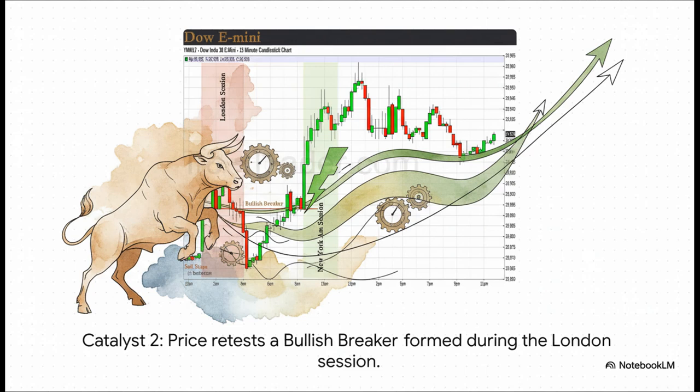Okay, here's another big one, a bullish breaker. What's cool about this example is that the setup was actually created way back in the London session. Price took out some old lows, which formed the breaker. Then, fast forward to the New York AM session, price comes back down, retests that exact level, and boom, it launches the morning trend. It's just a beautiful example of how one session can set the stage for the next.